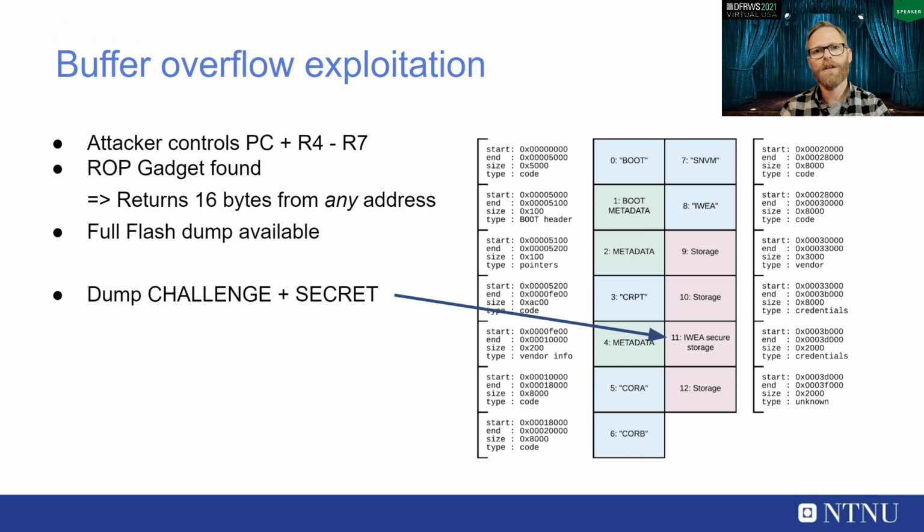And then we could use this to return to a ROP gadget we located, with which we were able to dump 16 bytes of arbitrary data from any address. So this means we could dump the full flash and the full random access memory. And dumping the flash is of course what we were going for as a goal, because then we could dump the secure storage, and that is dumping the challenge and the secret, which we assume we don't know as an attacker.